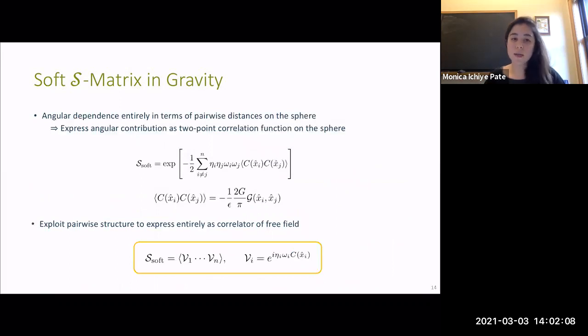So since this angular dependence is entirely in terms of these pairwise distances on the sphere, we can express this angular contribution as a two-point correlation function on the sphere. And now we can exploit the fact that this is the exponential of some pairwise structure and express the infrared divergent part of the S matrix entirely as a correlator of a free field, which I'm calling C. And so the contribution from each external particle is some vertex operator V, which is an exponential of C.